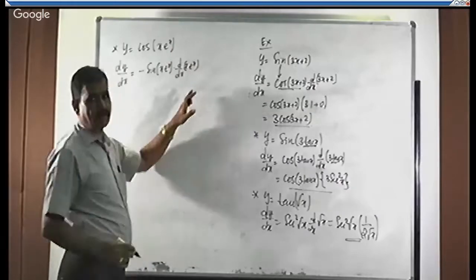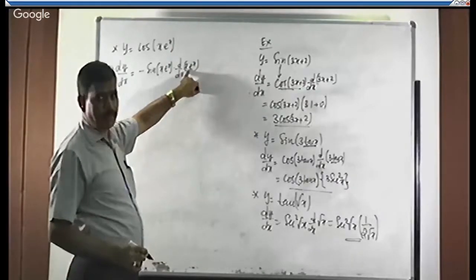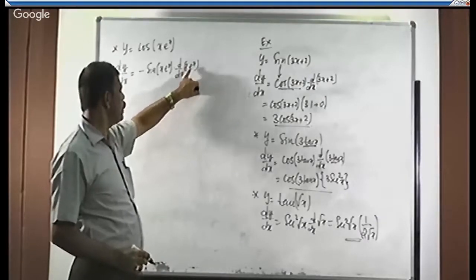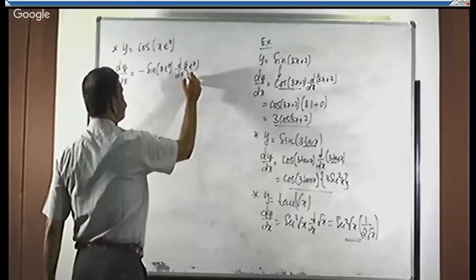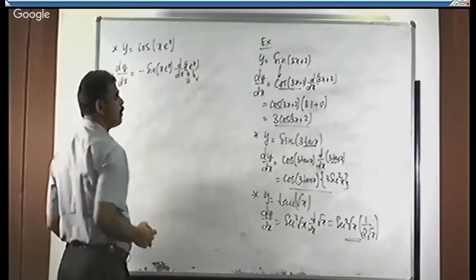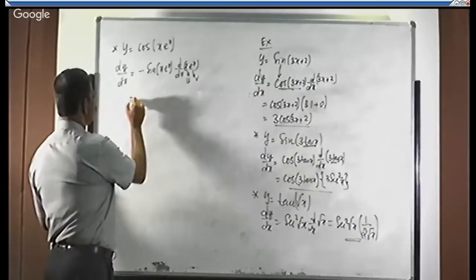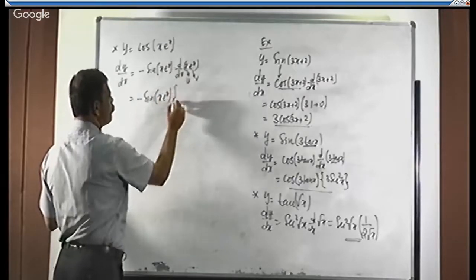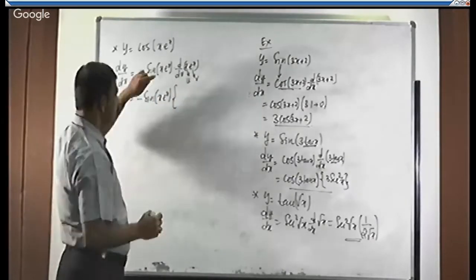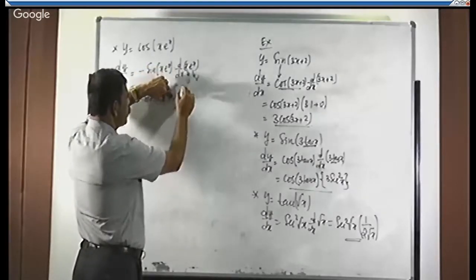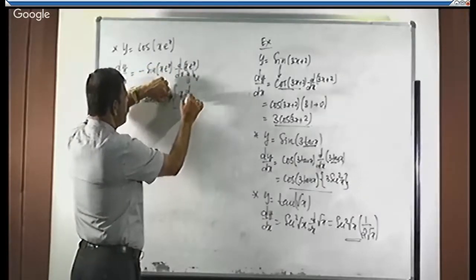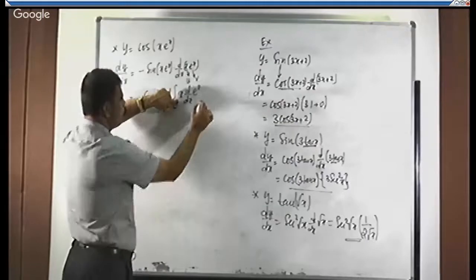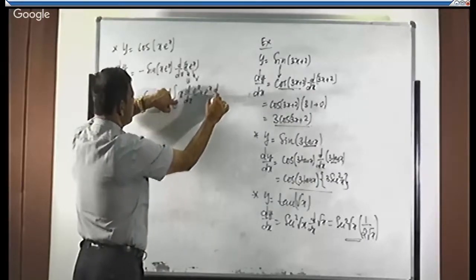How to differentiate the function? First see the type of the function. It is a product of two terms, right? x into e power x. Then it has to be differentiated by using the UV method or product rule. That is minus sine of x e power x into the differentiation of x e power x. While using the product rule, please keep the bracket: u into d by dx of v plus v into d by dx of u.